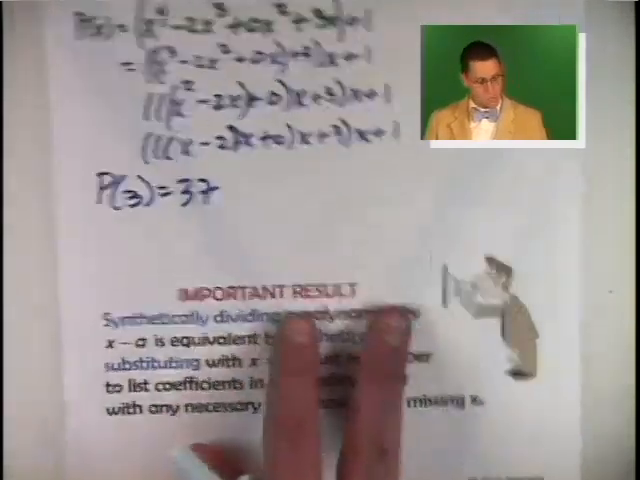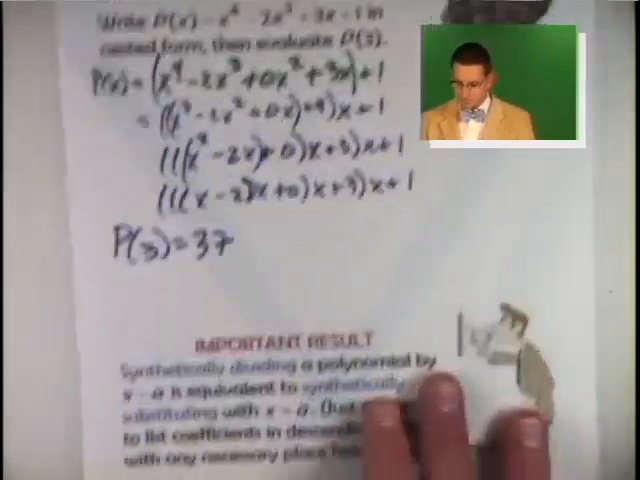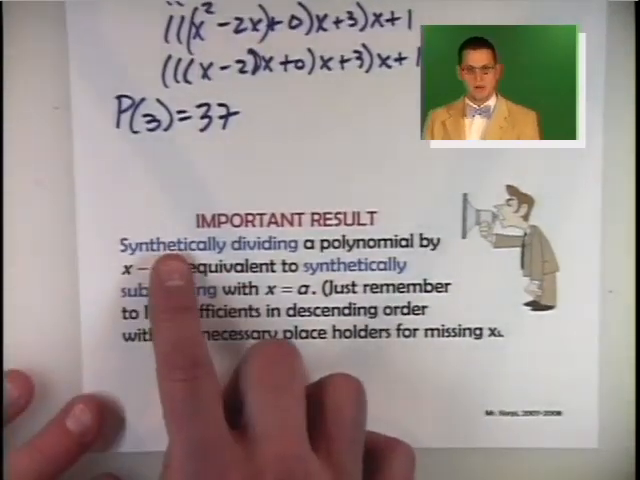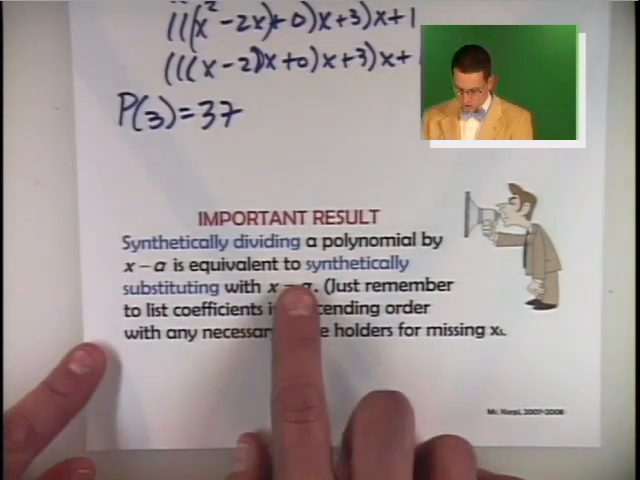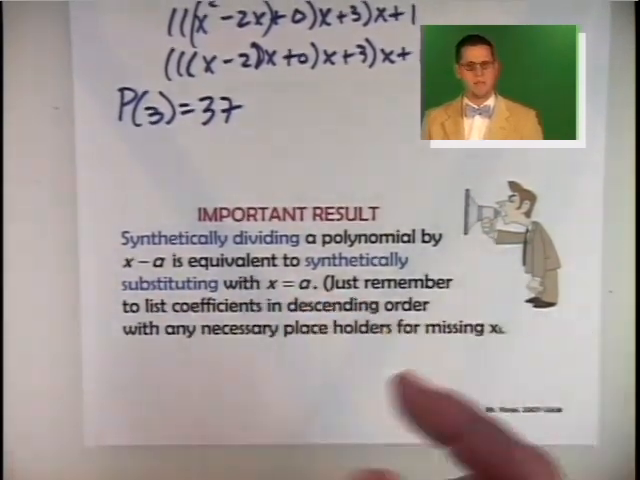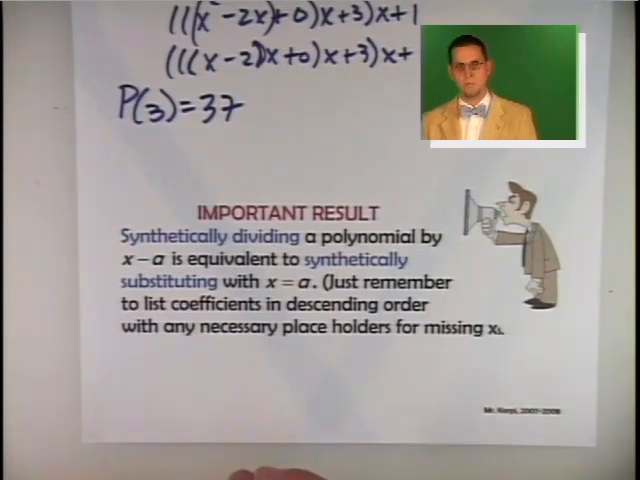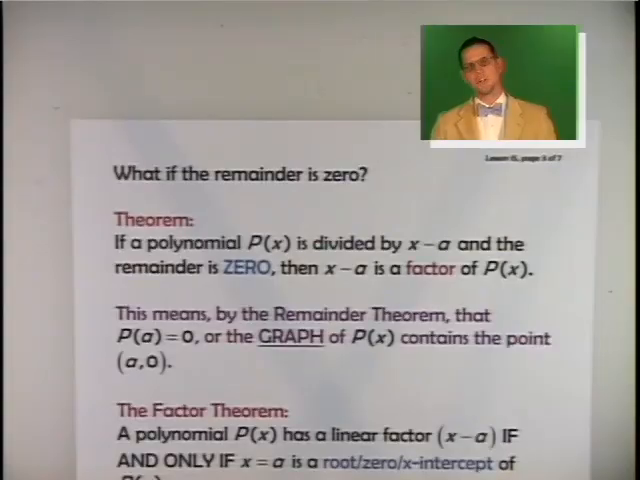Okay? So there is an important result now, though, that comes from synthetic division. And here it is. Synthetically dividing a polynomial by x minus a is equivalent to synthetically substituting x equals a, by the remainder theorem. Okay? We just have to remember to write our coefficients in descending order and put a placeholder for any missing x. Okay? Very important consequence. So you're probably wondering at home, okay, great, so I get a remainder of 37. What if the remainder is 0?